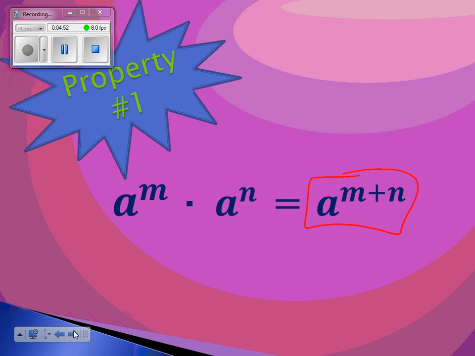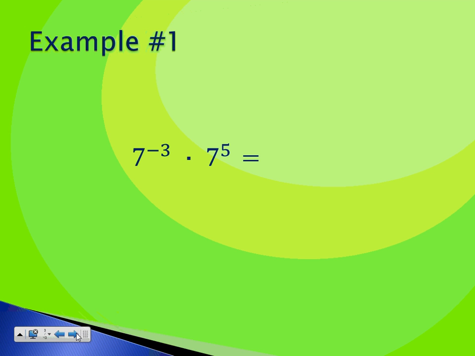Base stays the same. Okay. So anytime I say that, let's look at example 1. Again, to use the shortcut, the bases have to match. Do our bases match? Yes. So the rule says that when we multiply powers, the base is going to stay the same.